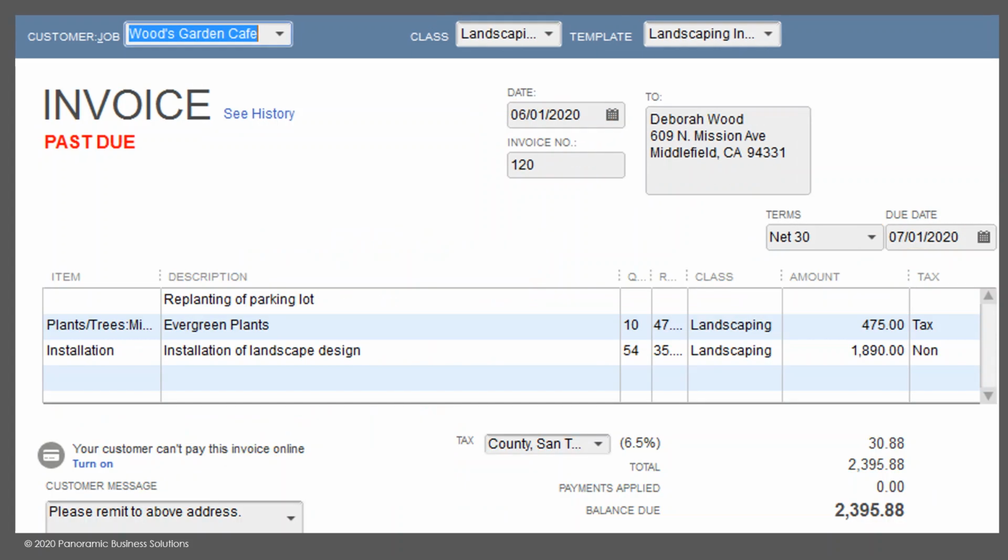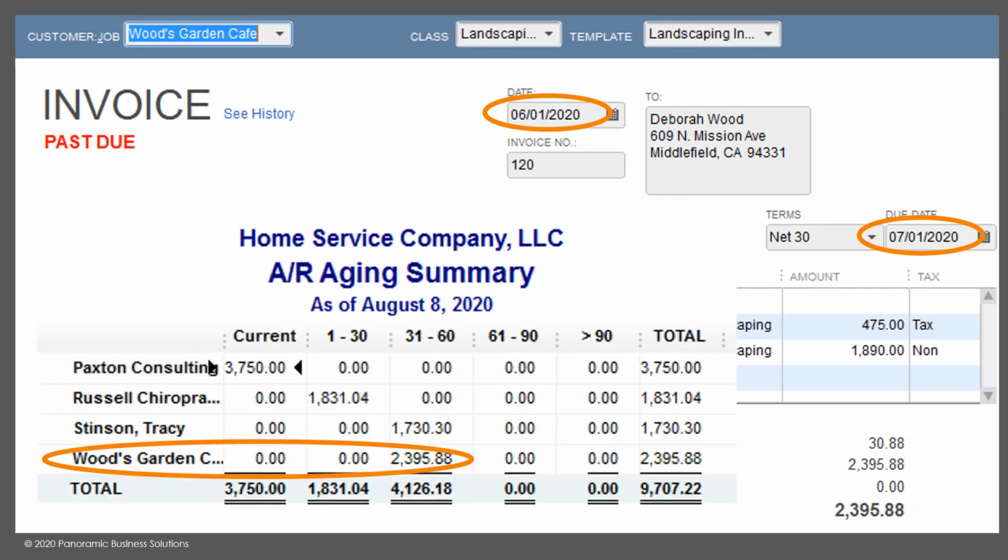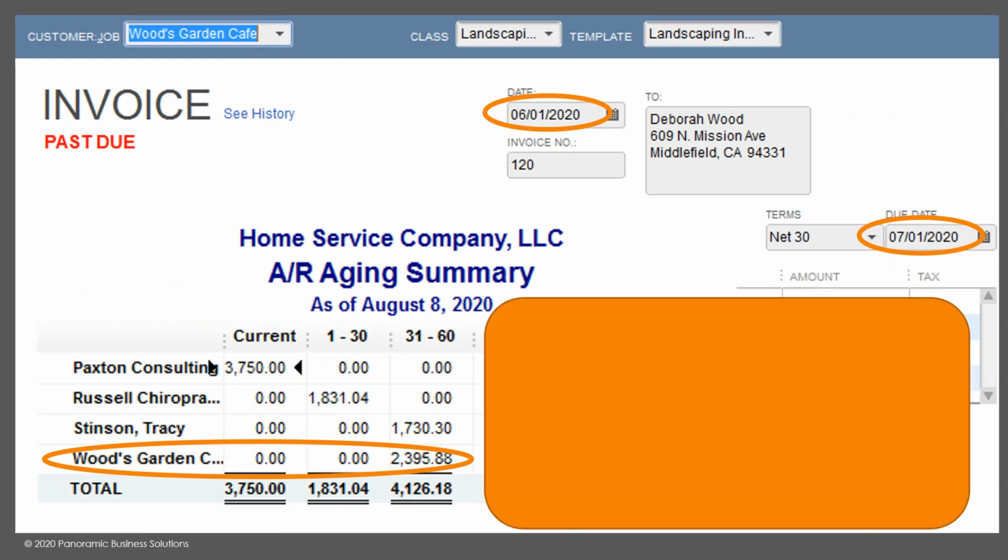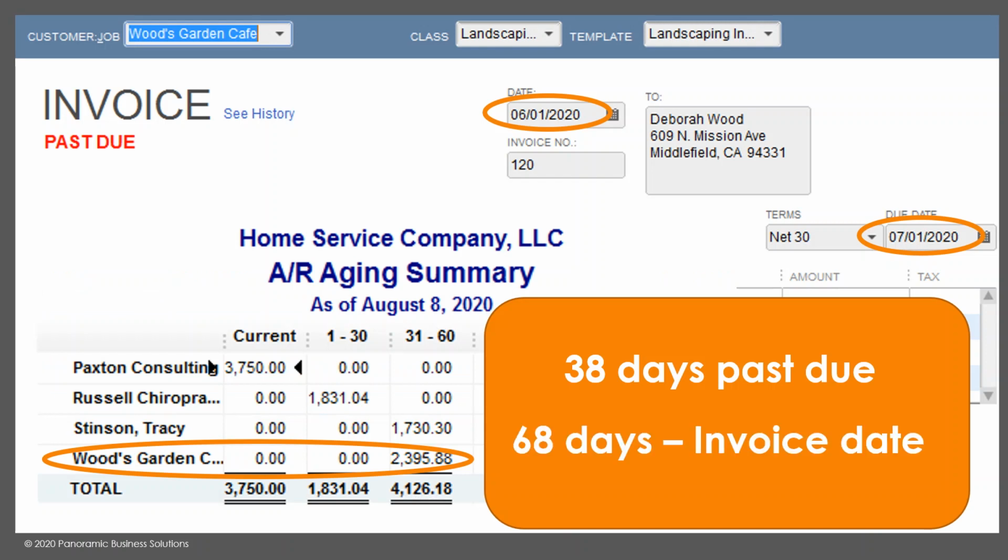Here's another example. Woods Garden Cafe on June 1st. We provided the service, mailed the invoice, sent the invoice. The due date is July 1st, 30 days later. Ran the report, same report, August 8th. This customer shows up in our 31 to 60 day column. The report considers them to be 31 to 60 days past due. The system is looking at the number of days since July 1st, 38 days. But look at this, it's actually been 68 days since we provided that service.